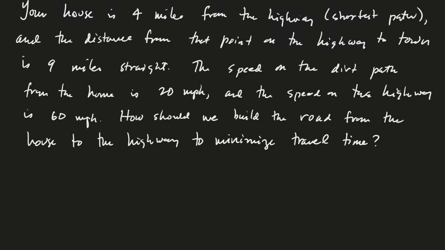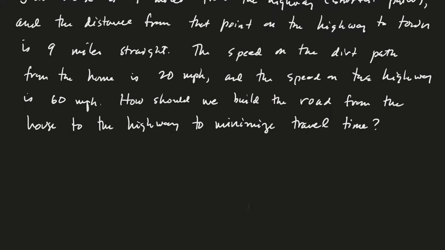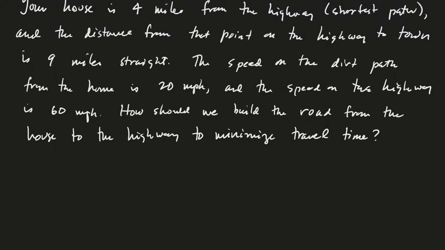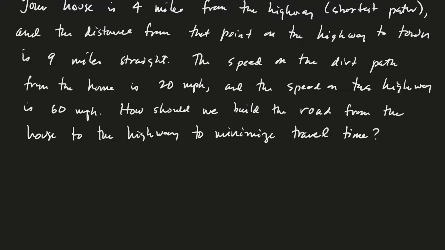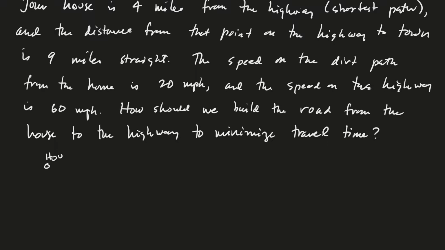So before we start, remember what we did in the last problem. We draw a sketch first and take a look at some of our units and see what we need to do. So in this case, our house, let's see if I can do this both at the same time. So we have a house here, and going to the highway is here.